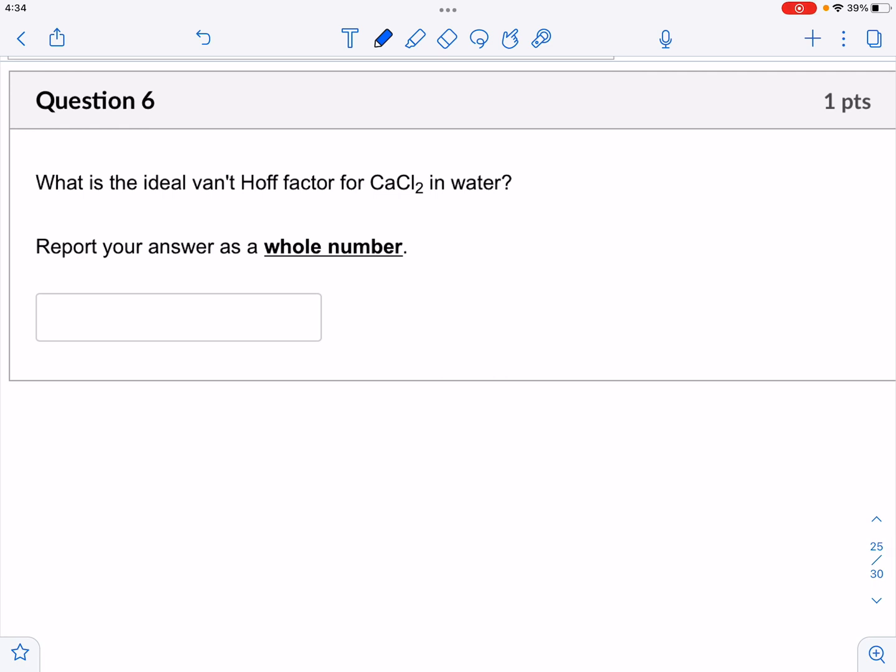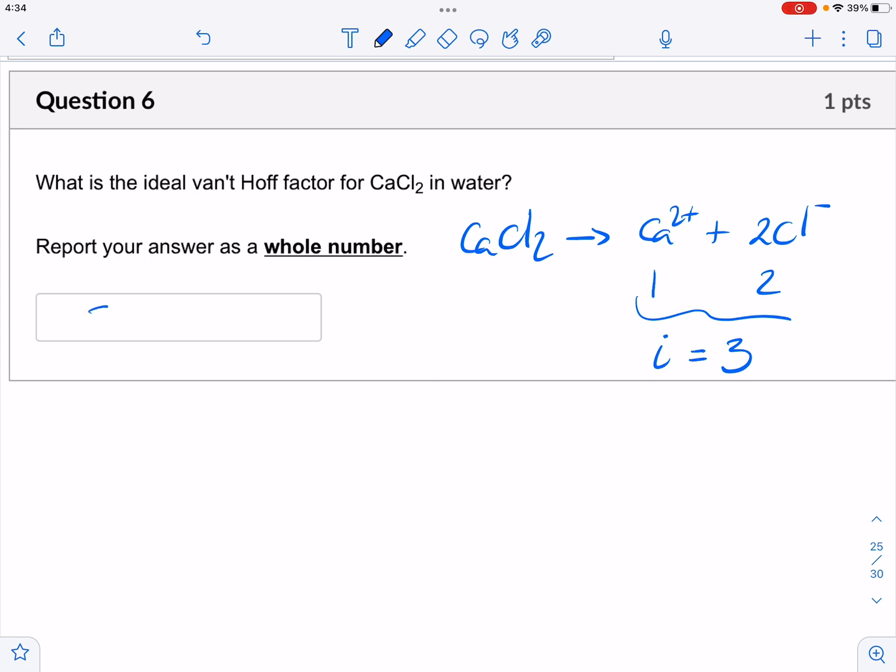What is the ideal Van't Hoff factor for CaCl2? CaCl2, when dissociated in water, gives you calcium 2 plus and 2 chlorides. So you have 1 here, you have 2 there, so you have an i equal to 3. 3 ions is what you obtain out of the dissociation of calcium chloride. Not 2, 3.